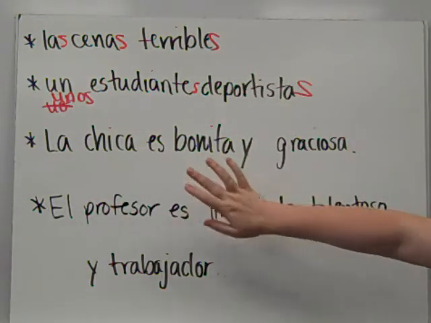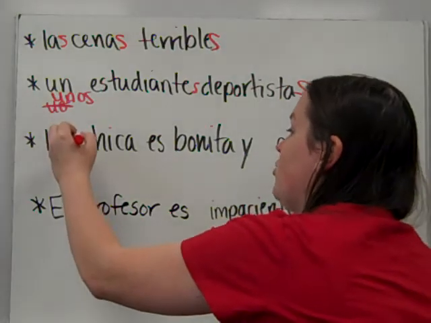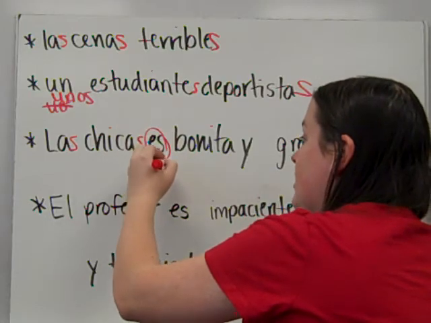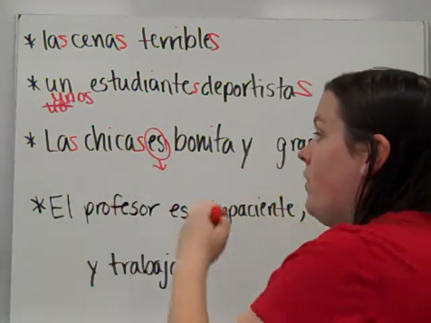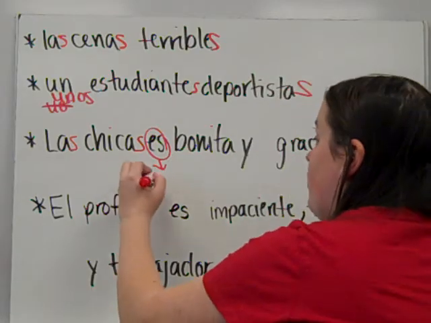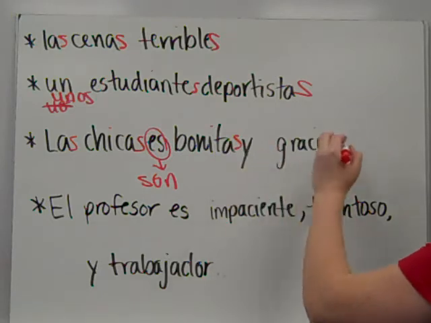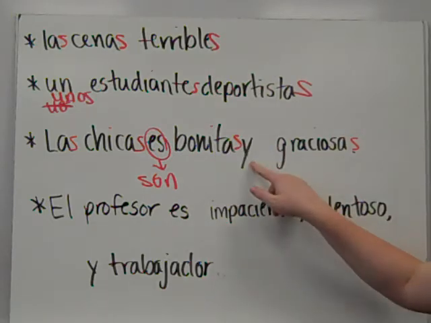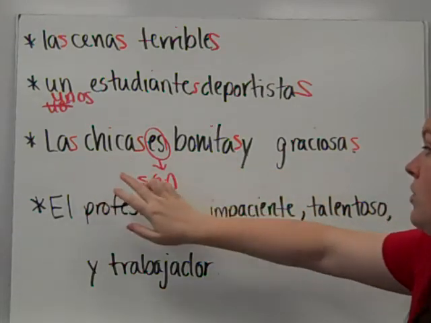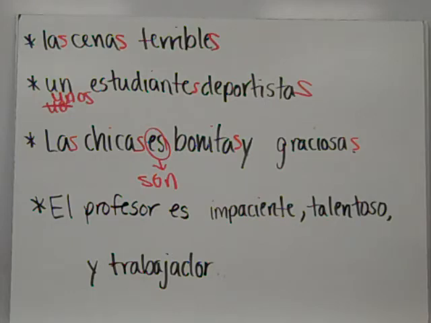So the girl is pretty and funny. So la changes to las, chica to chicas. Now es, we want it to go from the girl is or she is to they are. That form is going to be son. Bonita, add an S, and graciosas, add an S. Y, and, is not plural, so don't add an S. So the girls, they are good looking and funny.